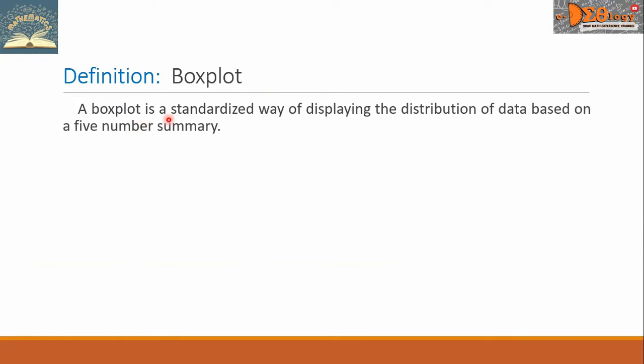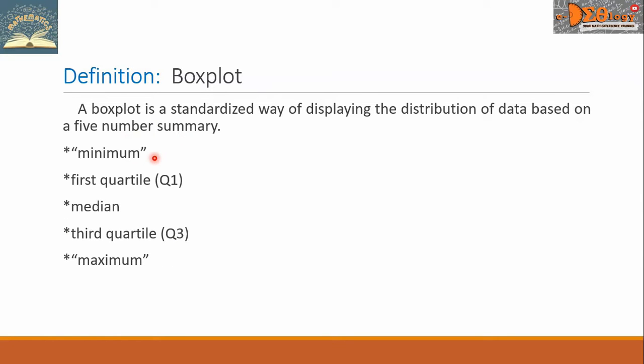A boxplot is a standardized way of displaying the distribution of data based on a 5-number summary. The 5 numbers are minimum, first quartile, median, third quartile, and maximum. Take note that the minimum is not the lowest value. Also, the maximum is not the highest value. We shall have a formula for this later.